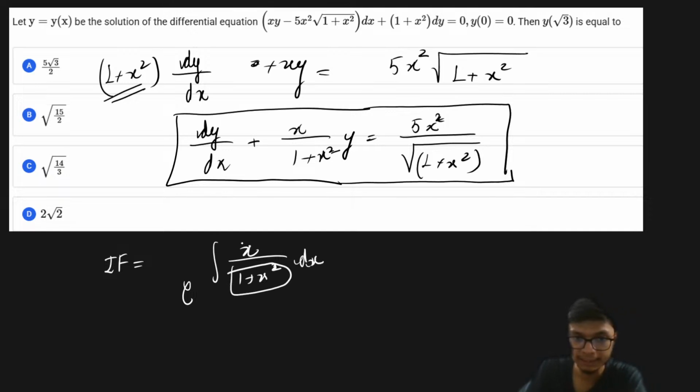Just consider 1 plus x squared as t, and this particular part is going to be dt by 2. So this is going to come out as e to the power natural log of 1 plus x squared, and 1 upon 2 is there.